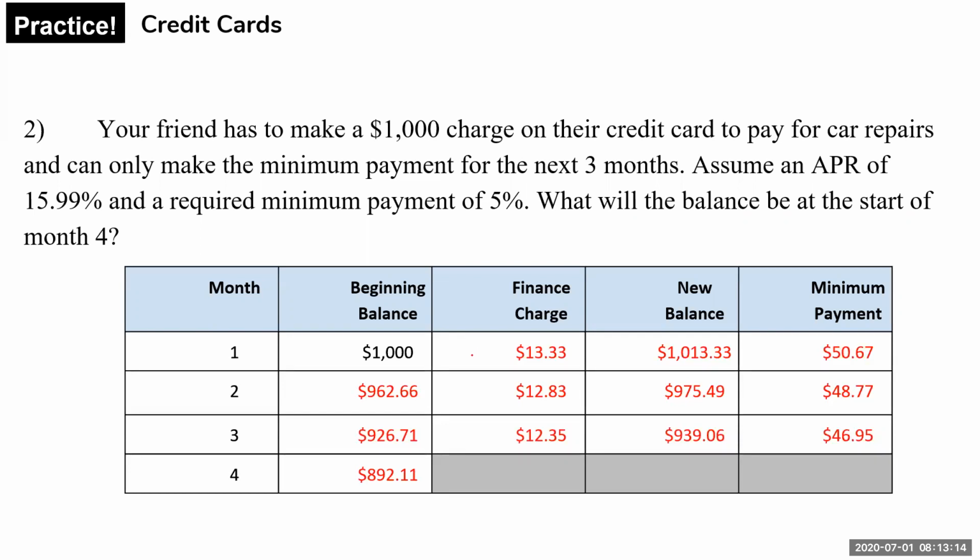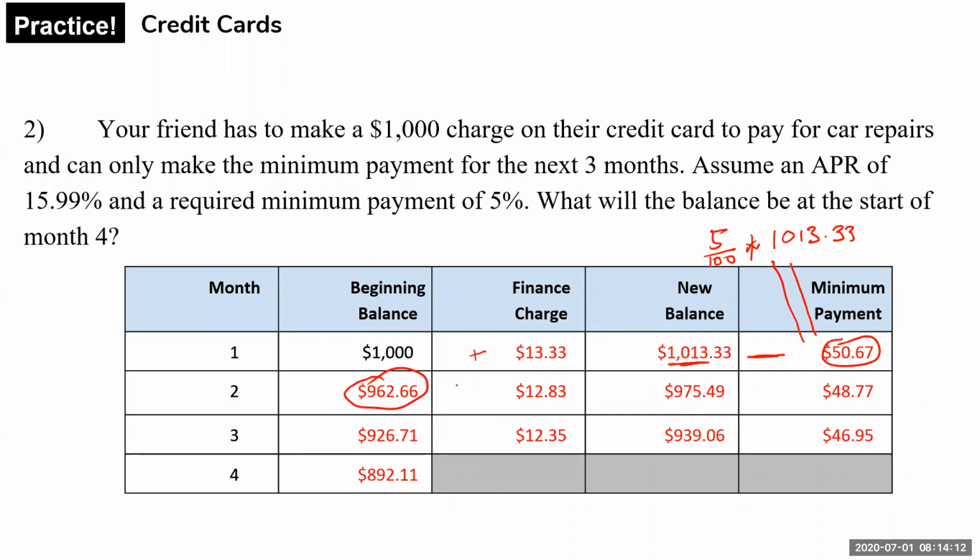Now we add the finance charge to the opening balance, and that gives us this much. Now we apply 5%, which is 5 over 100, multiplied by 1013.33, and that gave us this value. To find the new balance, we subtract the minimum payment from the total: 1013.33 minus 50.67, and that gives us that. Is that okay so far? Nice. Now, this is your beginning balance.